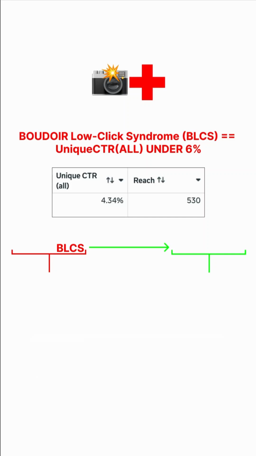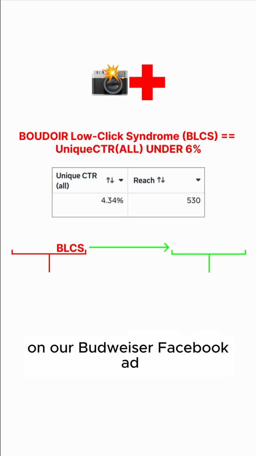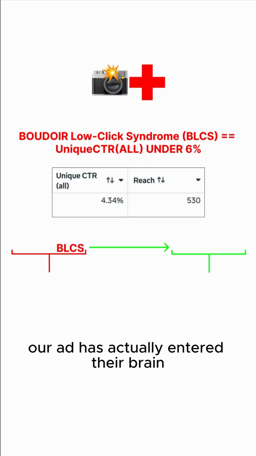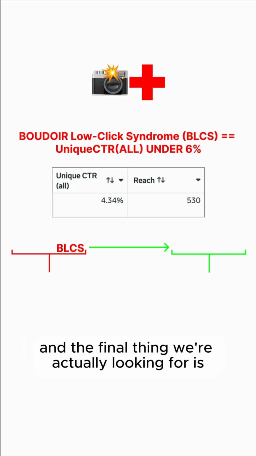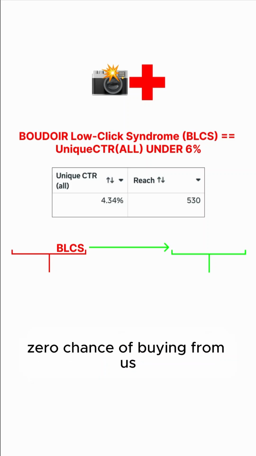6%. Now, this means fewer than 6 out of 100 women are clicking somewhere on our Boudoir Facebook ad, which means when they do that, if fewer than 6 out of 100 women, our ad has actually entered their brain. And the final thing we're actually looking for is that means fewer than 6 out of 100 women have a non-zero chance of buying from us.